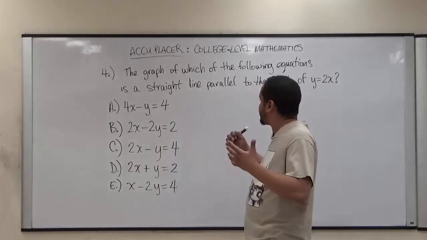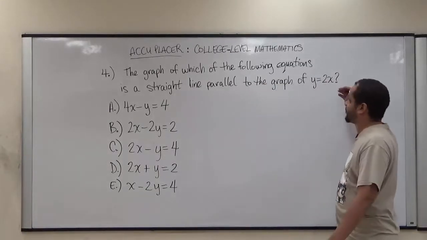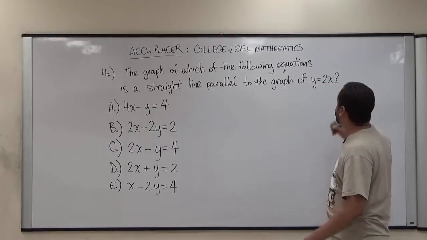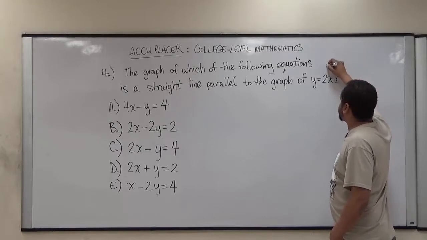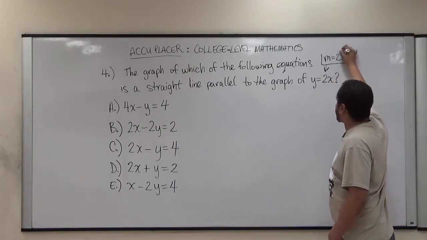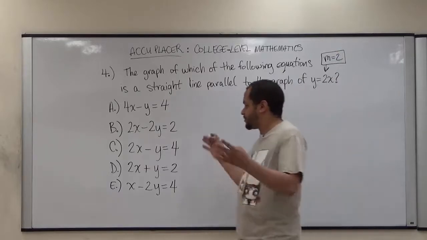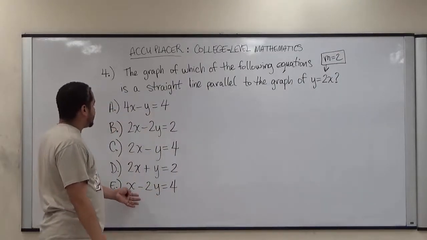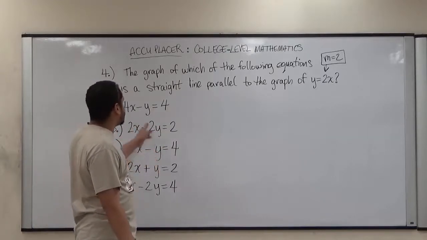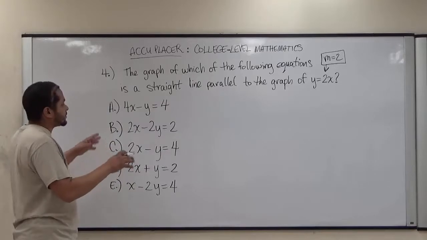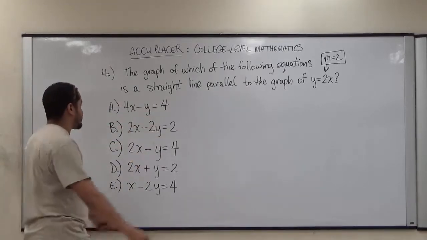So the idea here is that if these lines are parallel straight lines, then they're going to have the same slope. As we see up here, the slope of this equation is m equals 2. So our solution is going to have a slope of 2. So what I'm going to do is break all of these down and solve for y in each case. After I solve for y, I'm going to get rid of the coefficients for every y term and have equations of lines. So I should have 5 equations on this side over here.